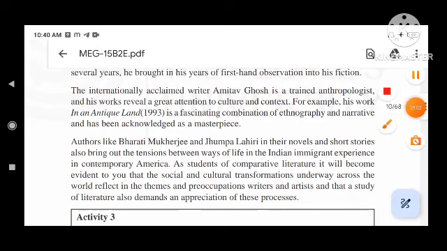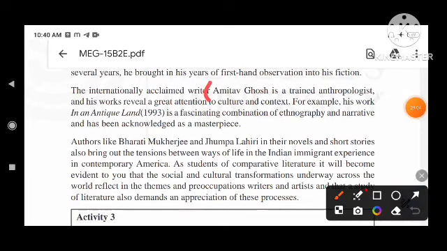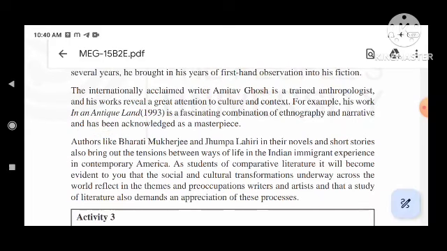In your NET exam, you may also get a question: according to culture and ethnicity, what is a great masterpiece? That is In an Antique Land, written by Amitav Ghosh, an anthropologist. It is a fascinating combination of ethnography and narrative, published in 1993. In an Antique Land by Amitav Ghosh.